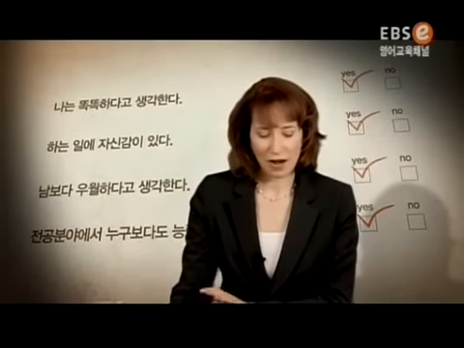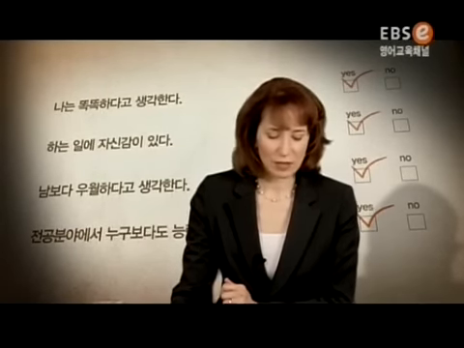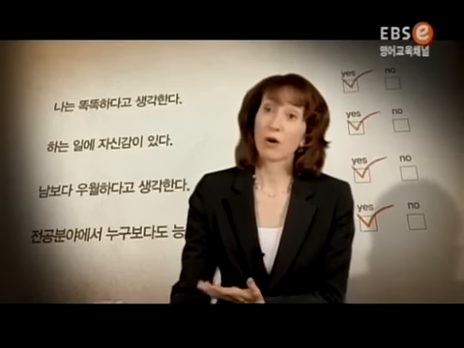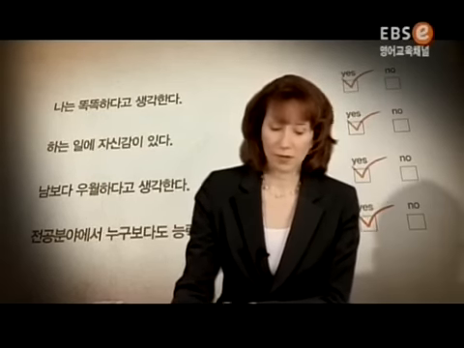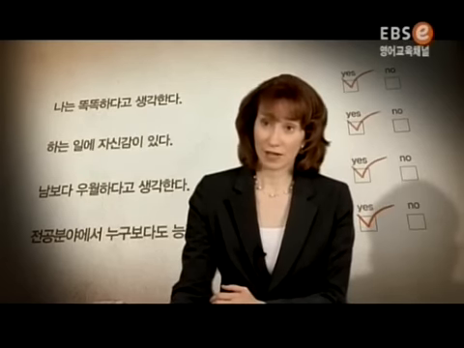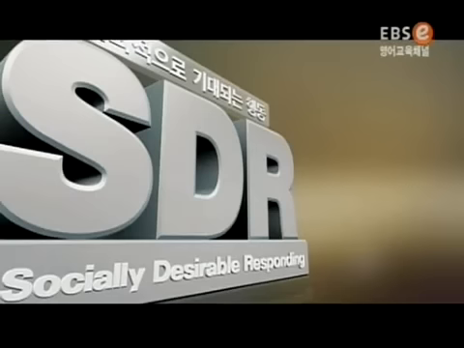Westerners score high on this scale, and they tend to agree with statements like, I am very confident of my judgments, or I can always tell when someone is lying to me, or many people think that I am exceptional. Okay? Western individualists are more likely to agree with statements like that.